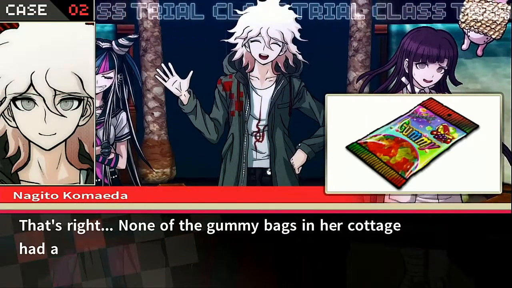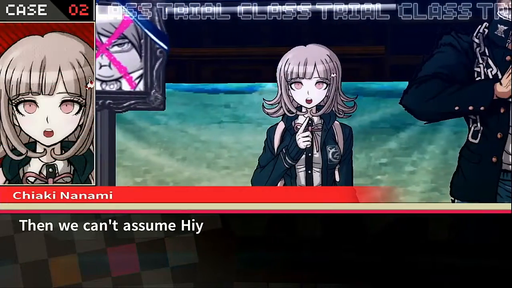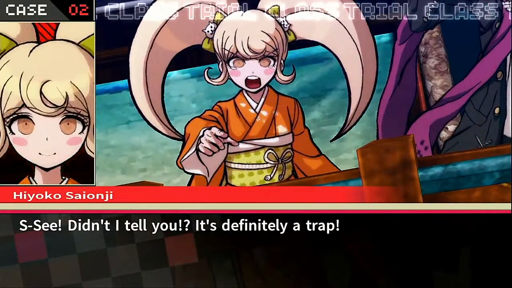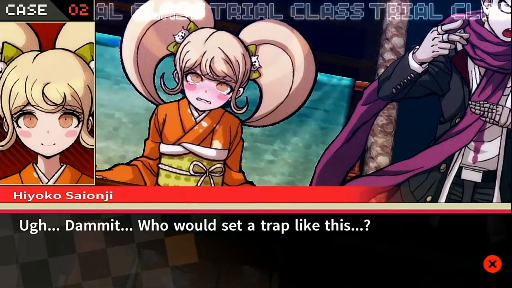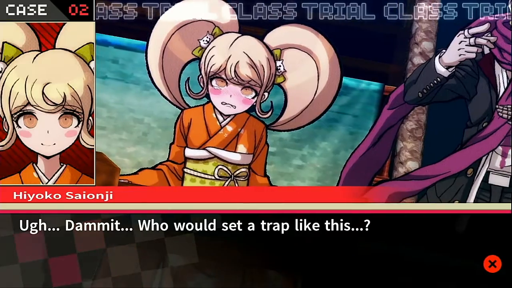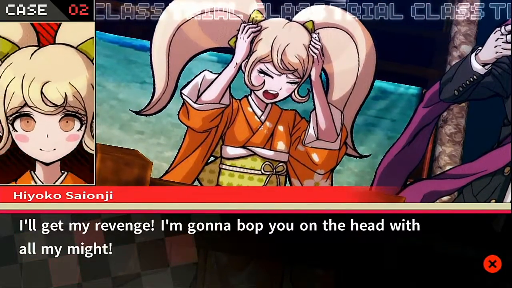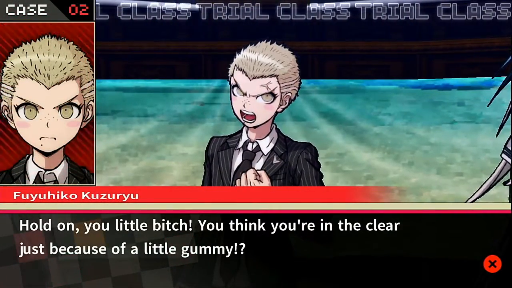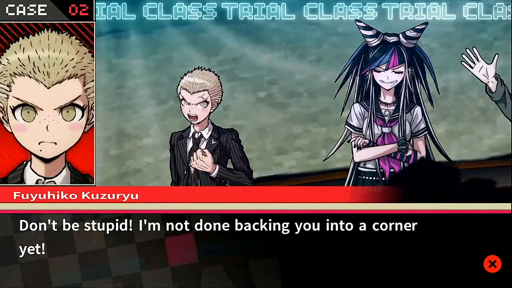That's right. None of the gummy bags in her cottage had any yellow ones. Then we can't assume Hiyoko is the one who dropped that yellow gummy. See? Didn't I tell you? It's definitely a trap! Damn it! Who would set a trap like this? I'll get my revenge! I'm gonna bop you on the head with all my might! Hold on, you little bitch. You think you're in the clear just because of a little gummy? Don't be stupid. I'm not done backing you into a corner yet.